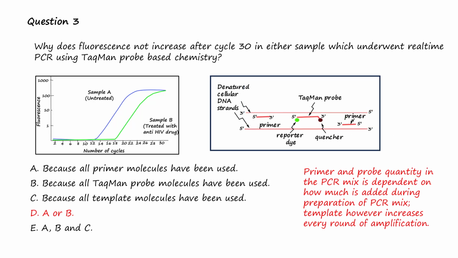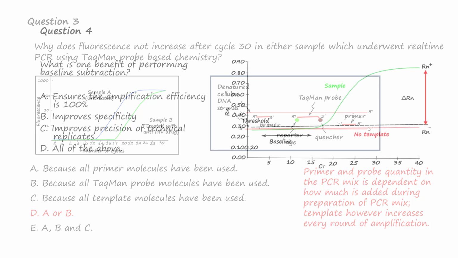The answer is D. The quantity of primers and probes in the PCR mix depends on how much is added during preparation of the mix and will be used up. However, the template increases every round of amplification.